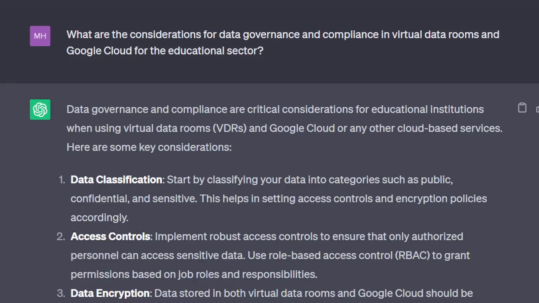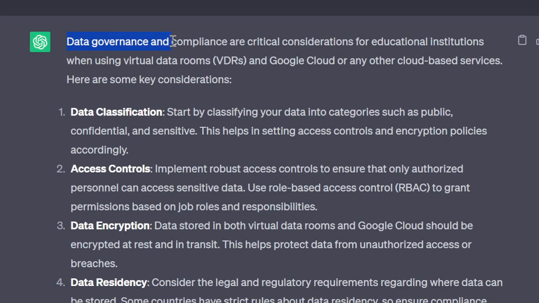Today we are going to discuss the considerations of governance and compliance with actual methodology. So, data governance and compliance are two critical considerations for educational institutions when using massive databases.